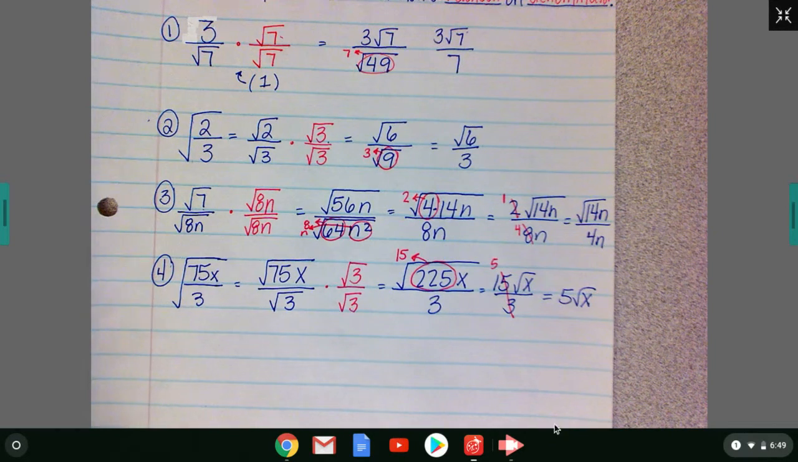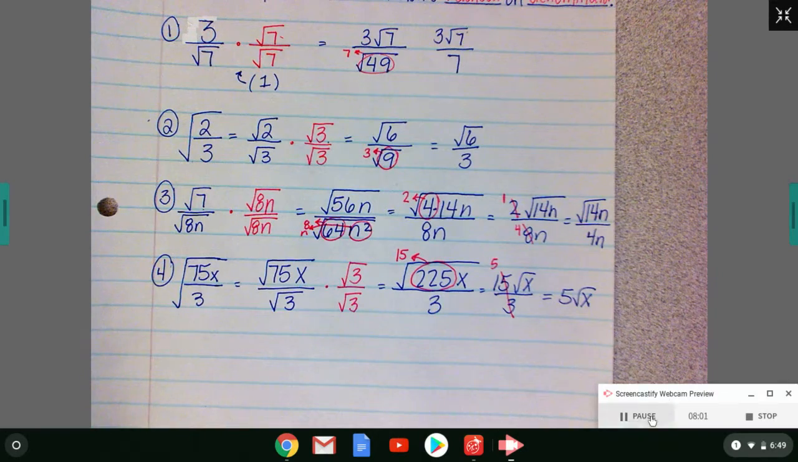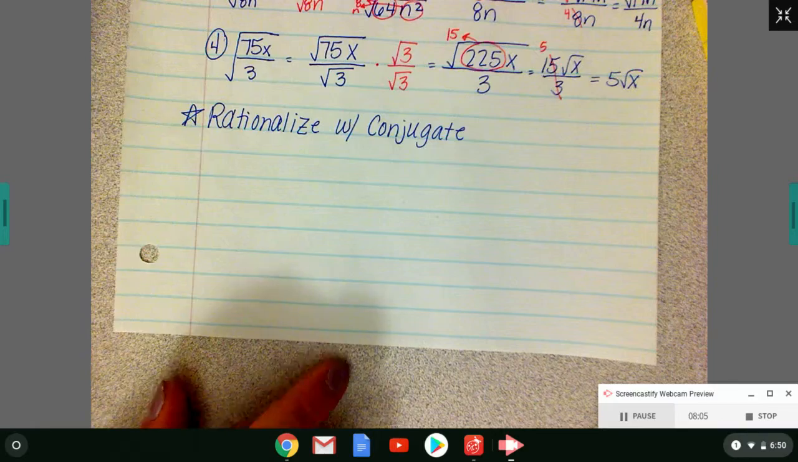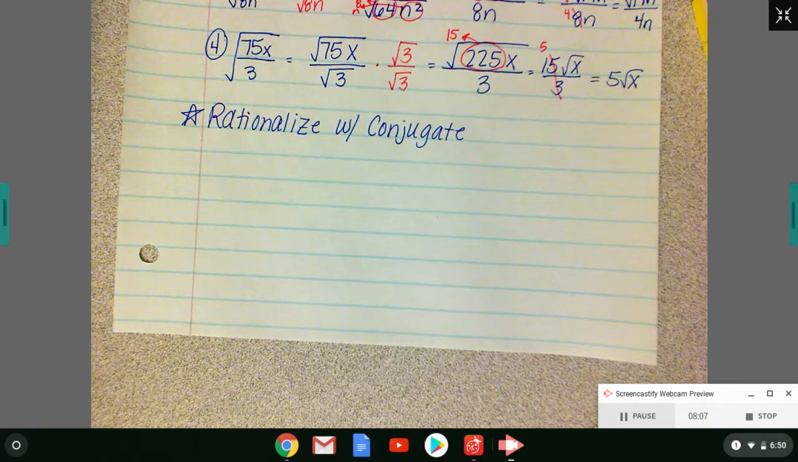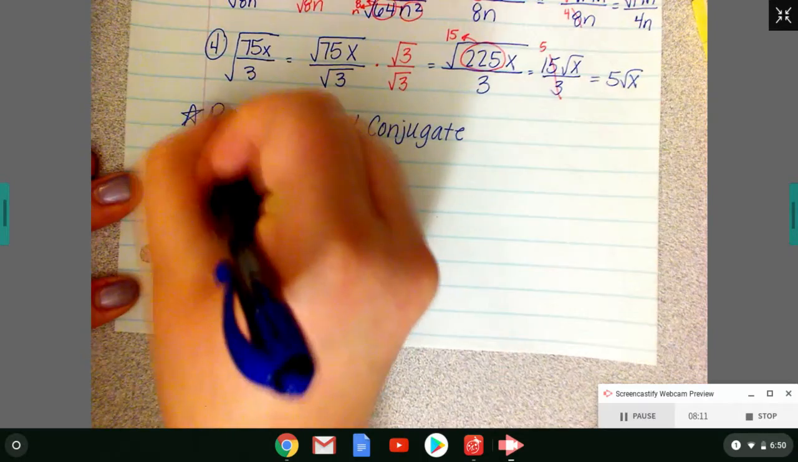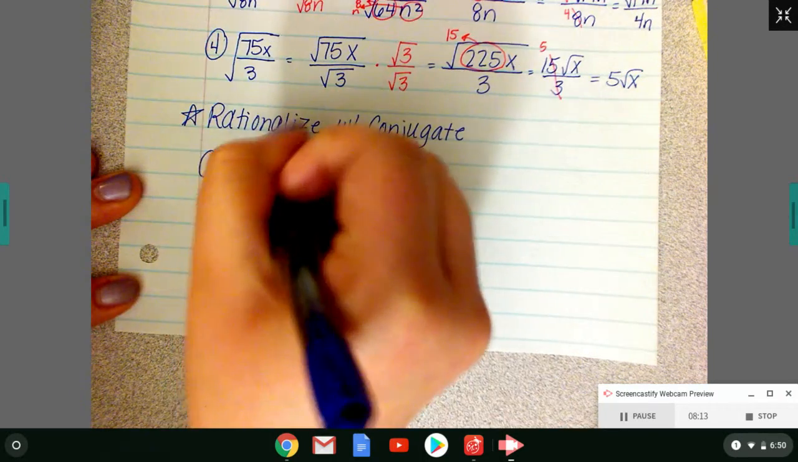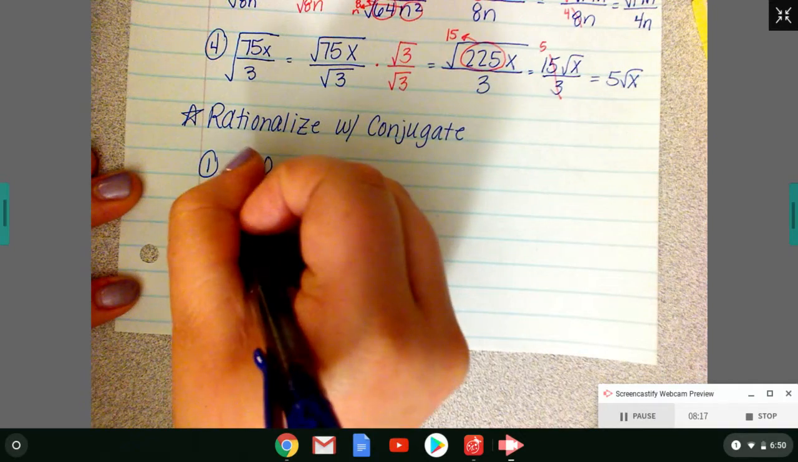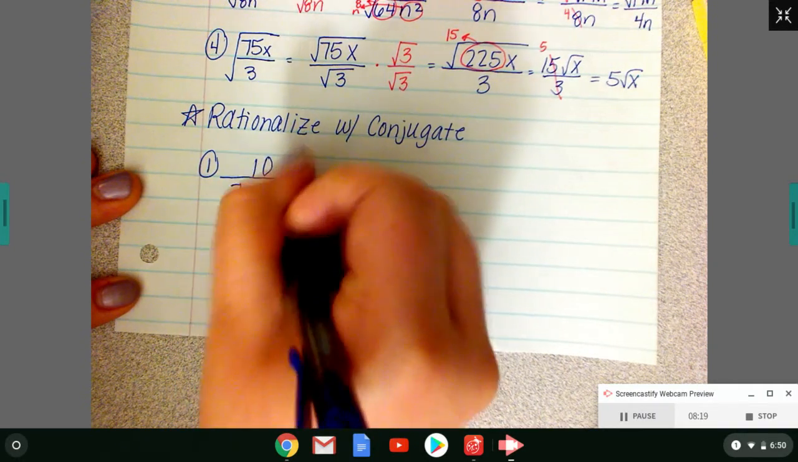All right, we're going to do another bit here. And this next piece is going to look at rationalizing with what we call the conjugate. So I'll show you what that is here in a moment. Let me show you the first problem, and then we'll mess with it. So our first problem will be 10 over 7 minus the square root of 2.